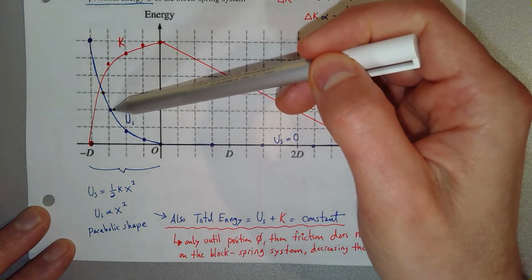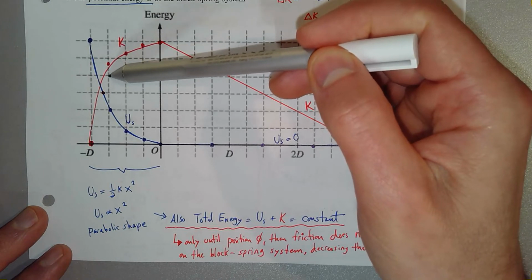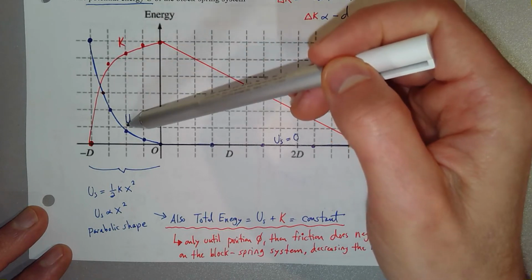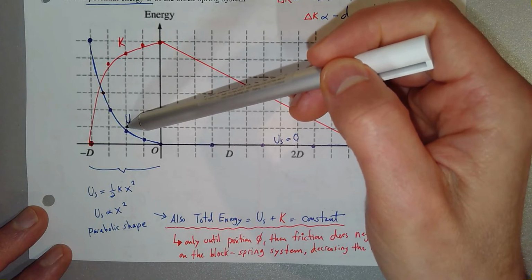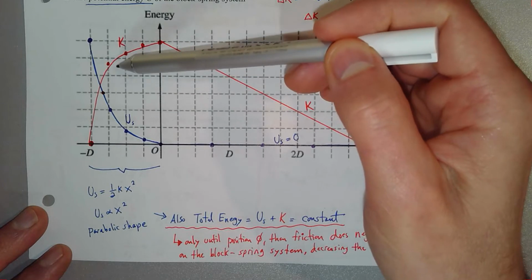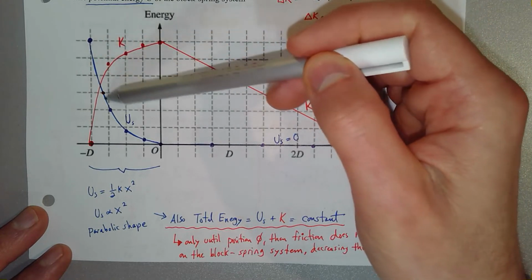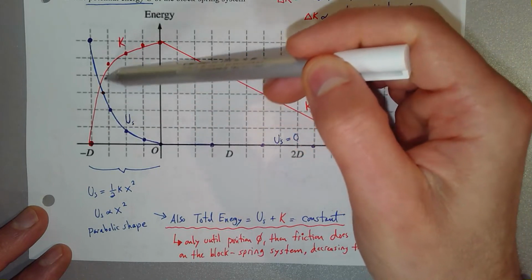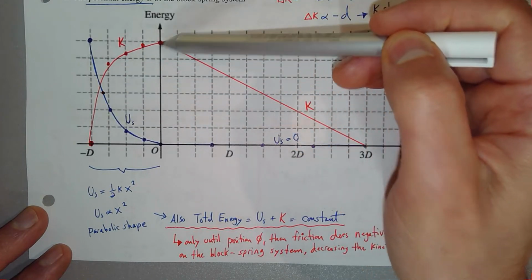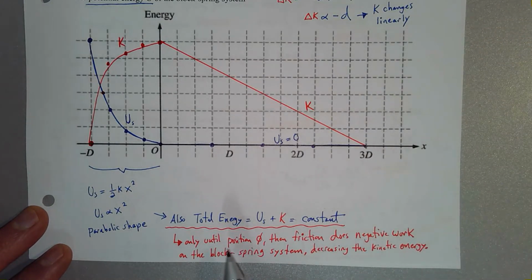So if here, the spring potential energy is 2 bars, that means the kinetic energy has to be 4 bars. Or if, let's say here, the spring potential energy is 1 bar, that means the kinetic energy has to be 5 bars. And I'm a little off here, but you can see that essentially the shape of the kinetic energy will be a vertically mirrored image of the spring potential energy. But that is only true for the spot where there is no friction, right?